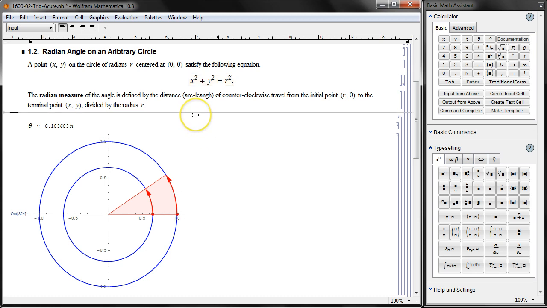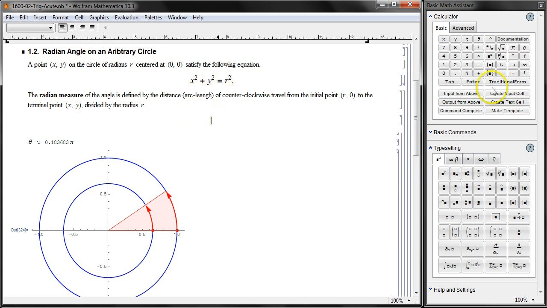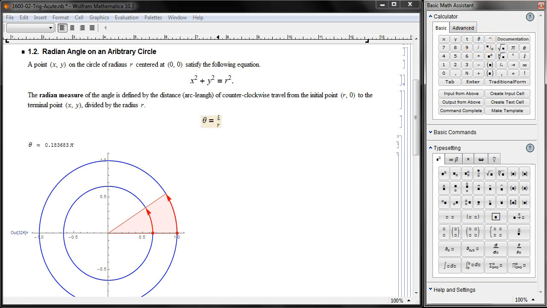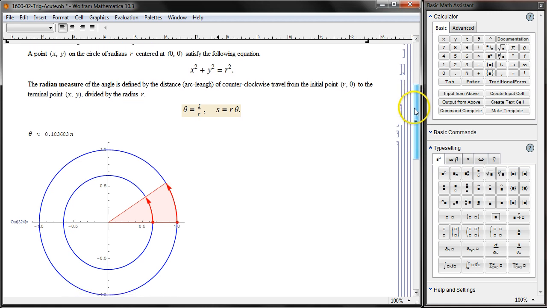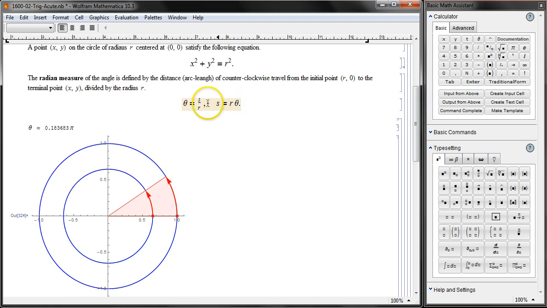Now, how do we define the angle? Angle theta, or the radian measure of the angle theta, is defined by the ratio between the arc length and the radius. And with a bit of algebra, we can rewrite it like this: S equals r theta, and the latter we often call the arc length formula. But this is a definition of the radian measure.